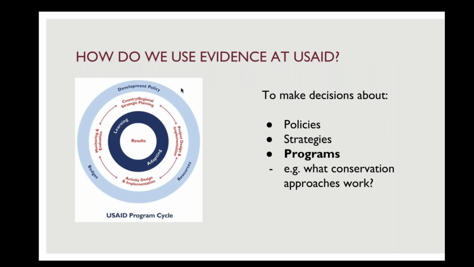So how do we use evidence at USAID? We use evidence to make decisions at many different levels, and this can be at the policy level, which can be international, national, or agency policy, like the biodiversity policy I showed a minute ago. We also use evidence to inform agency strategies, which help us set priorities, goals, and targets for certain sectors or countries. And finally, we use evidence to make decisions about our programs, what types of activities we want to fund. And this programmatic level is what I'm going to talk about today. And specifically, we have a strong need to understand what kinds of conservation interventions work and are worth investing in.